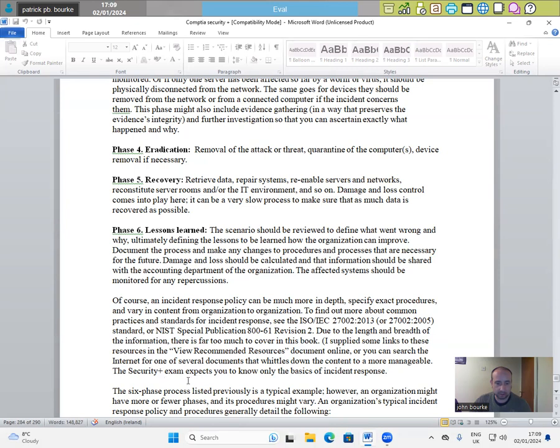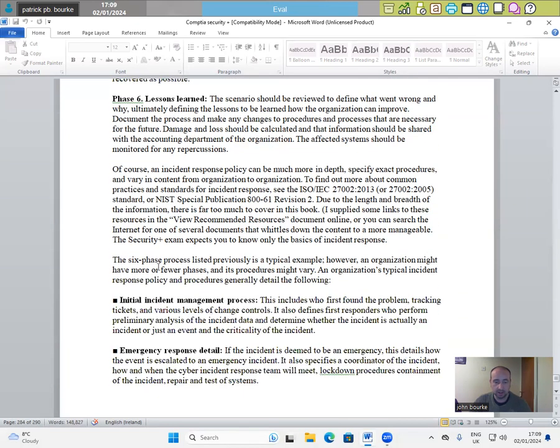The Security+ exam expects you to know only the basics of incident response. The six-phase process listed previously is a typical example. However, an organization might have more or fewer phases, and its procedures might vary. In organizations, typical incident response policies and procedures generally detail the following: initial incident management process.